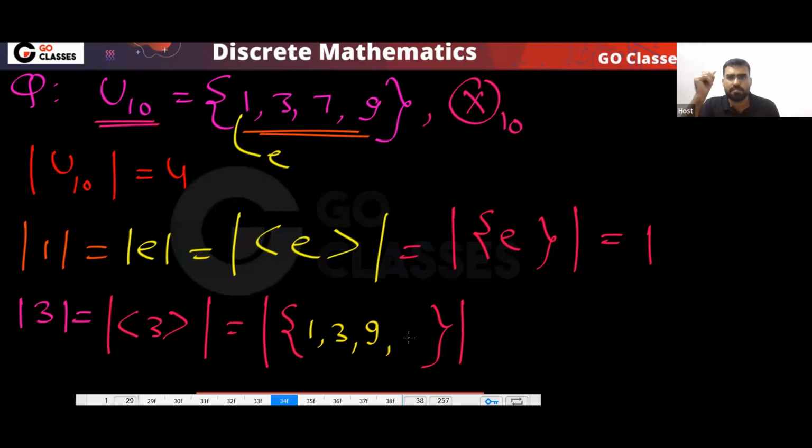3 power 3, that will be 7. So all the elements are generated. So I can finally say that the order of 3 is 4.